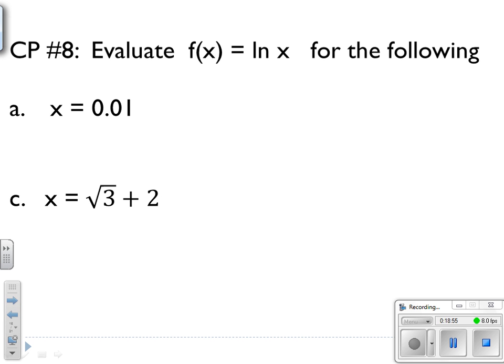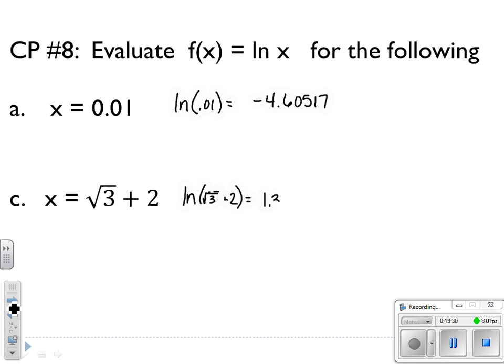The checkpoints at the bottom, I just pulled A and C off of there. So if I do ln of 0.01 and hit enter, I end up getting this. So you give it a try. Make sure you see the same value coming out on your calculator. Even with a little bit fancier one like C had with a root of 3 to plug in, use your square root key, load it in like you always would, hit enter, and see if you get this.